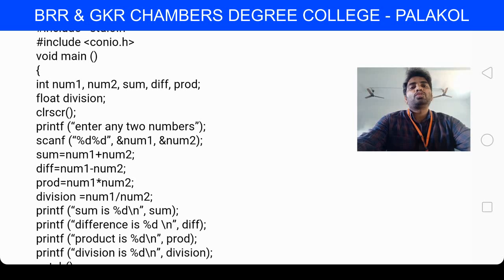Number 1 is stored as the particular numerical value. You declare the statement; the statement you write is the scanf statement.